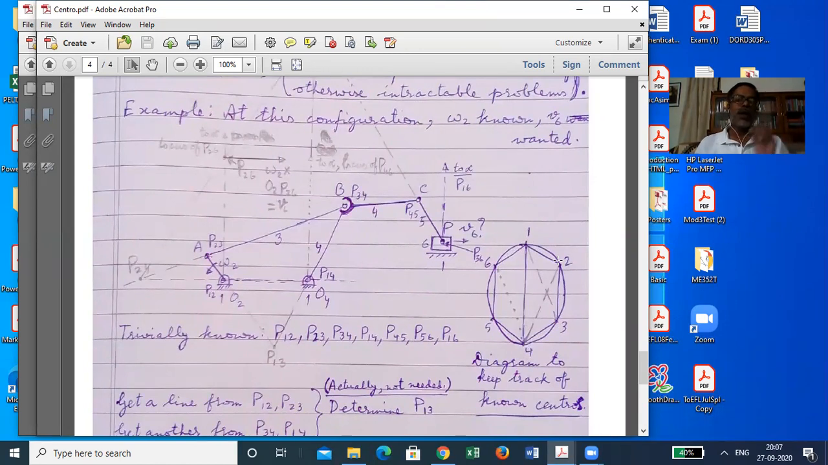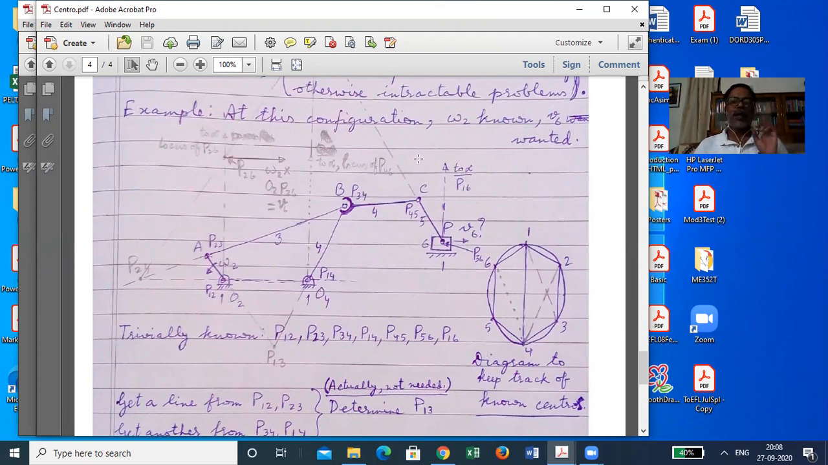Now you want to know the velocity of sliding of link 6. That means velocity of sliding of link 6 relative to 1, right? And all points of link 6 relative to 1 will move with the same linear velocity because there is a sliding pair, prismatic pair. This is what is wanted in the problem. And the motion of all points on link 2 is known because that is where you are giving the input omega 2. Okay, omega 2 known, V6 wanted.